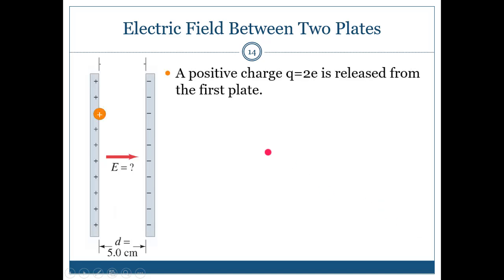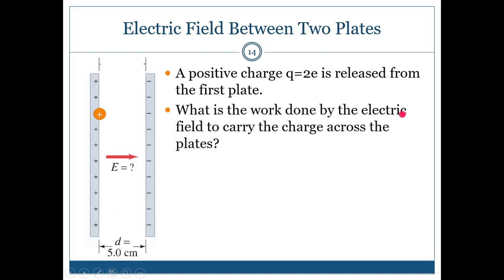Well, I have another question at hand for you guys, also in the lecture notes that we haven't covered. So here is a positive charge that is released from the first plate. Its magnitude is 2e. So 2e of charge is released from the first plate. What happens to this charge? What is the work done by this electric field to carry the charge across the plates? How do we do it? Well, we have to think of the forces involved, right? Because work can be calculated by multiplying the force by distance. It's actually a dot product of force and displacement, in this case delta R. So let's use this equation to carry out the calculation for work done.